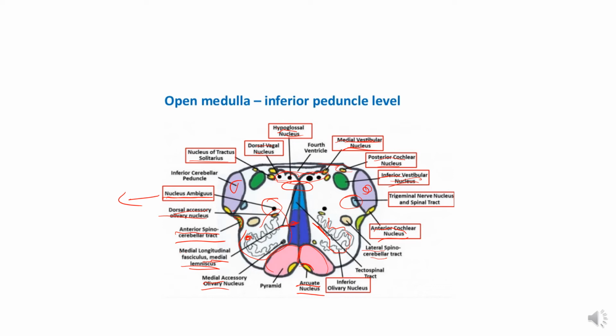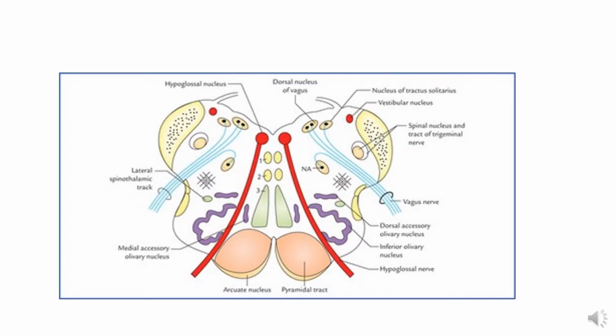The nerve fibers emerge between the olive and the inferior cerebellar peduncle. The hypoglossal nerves also run anteriorly and laterally through the reticular formation and emerge between the pyramid and the olives. In this picture, you can see the fibers of the vagus nerve running anterolaterally, and here the hypoglossal nerve emerging between the pyramid and the olives. Here you can see this is the hypoglossal nerve and this is the vagus nerve.